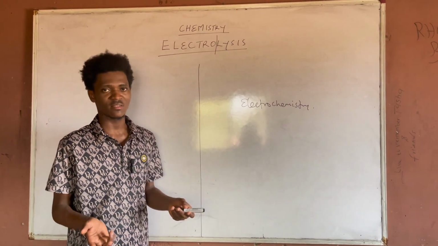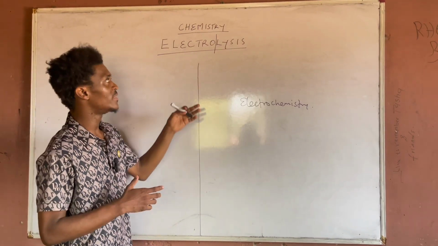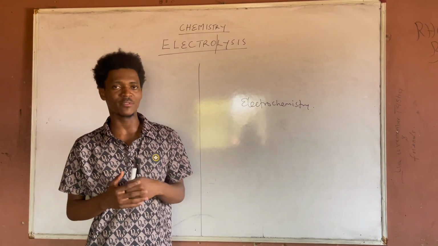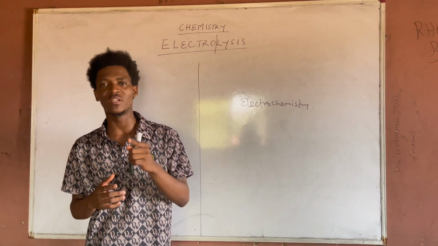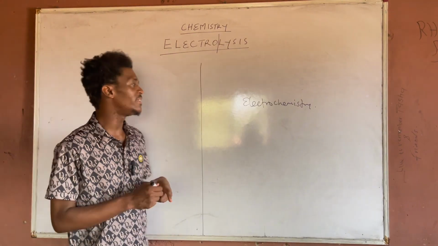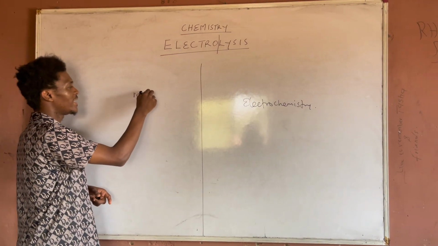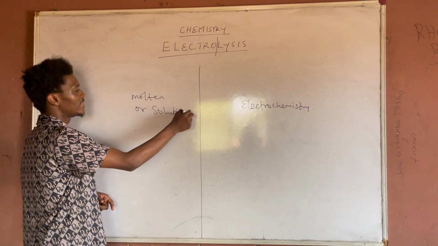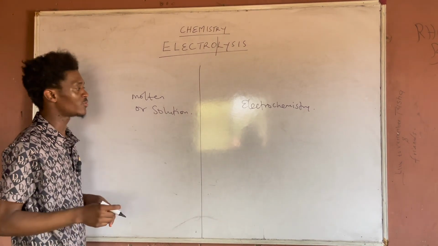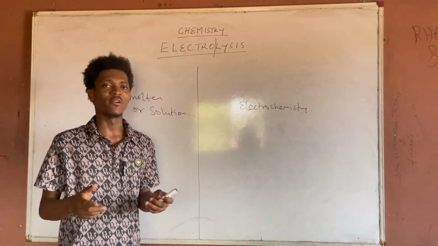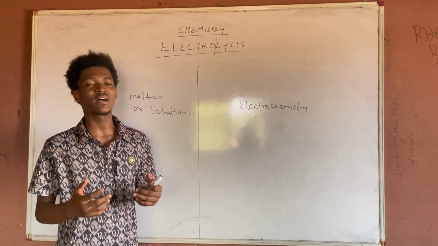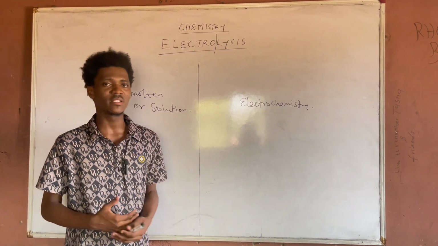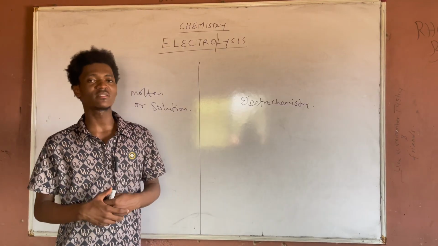That is electrolysis. So by definition, I can say that electrolysis is simply the chemical decomposition of a compound by the passage of direct current through the compound, either in its molten form or solution state. When we say molten form, we are referring to compounds that can be heated to liquids. So when the compound is heated to liquid, it's referred to as the molten state of the compound.